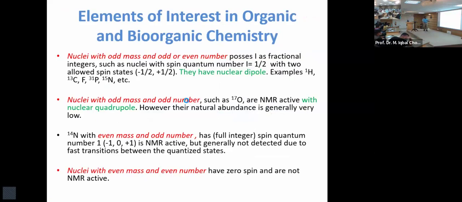So, nuclei with odd mass and odd or even number possess the spin quantum number as a fraction, such as nuclei with spin quantum number half with 2 allowed spin states. They call them dipolar nuclei. Nuclei with odd mass and odd number, such as O17, are NMR active with a nuclear quadrupole. Their natural abundance is very, very low, right? You cannot really measure it.